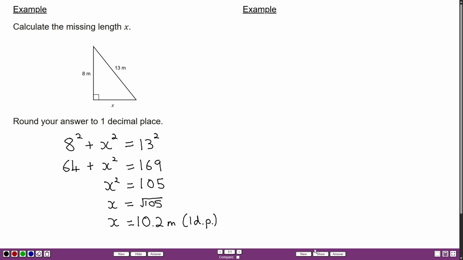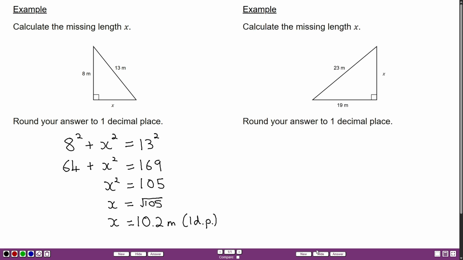Okay, here's one for you to have a go at. Pause the video, and then when you're ready, see if you get the same as me. Okay, so by Pythagoras' theorem, we know that 19 squared plus x squared is equal to 23 squared.